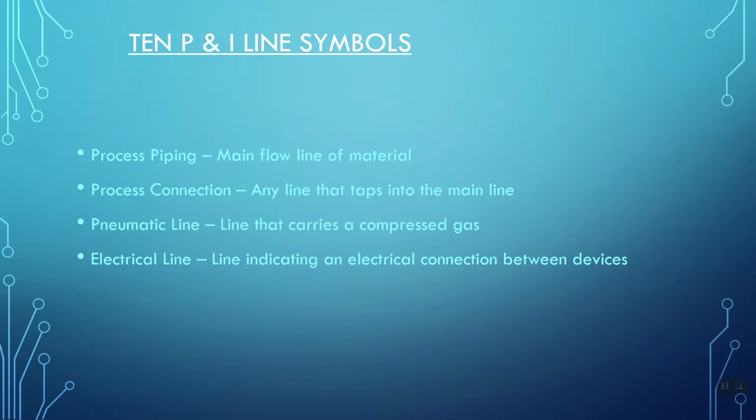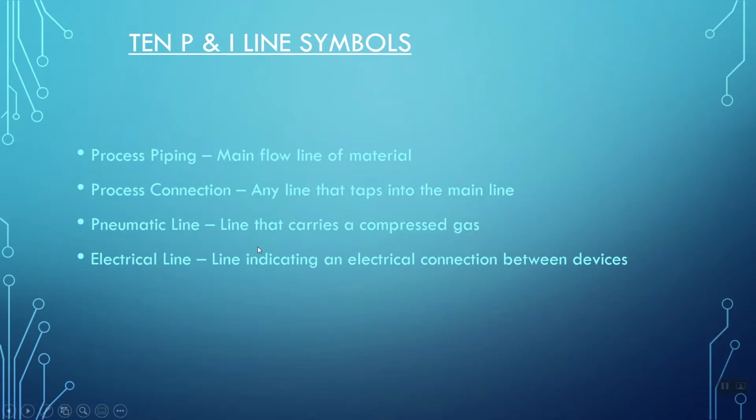A little more in-depth description. Process piping is the main flow of the line of materials, and the process connection is one that taps into the main line. So you may have something sending a part of your process to another area, and that'll be the process connection. So that's the interconnections. The process piping is the main flow as it flows through its process.